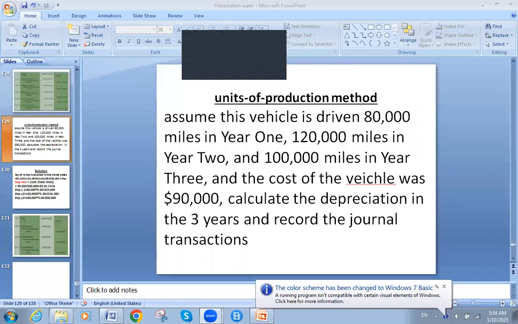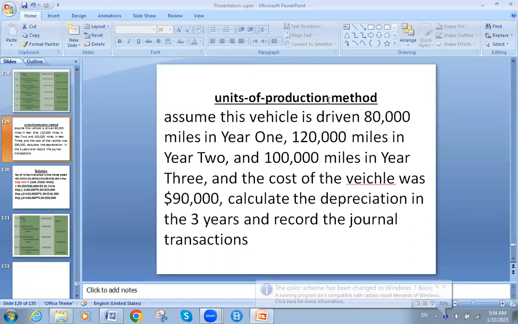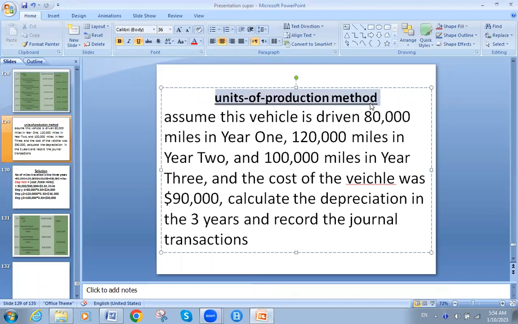This is another lecture in the depreciation. And we will handle here numbers of units, or units of production method. This is a second way for doing the depreciation.